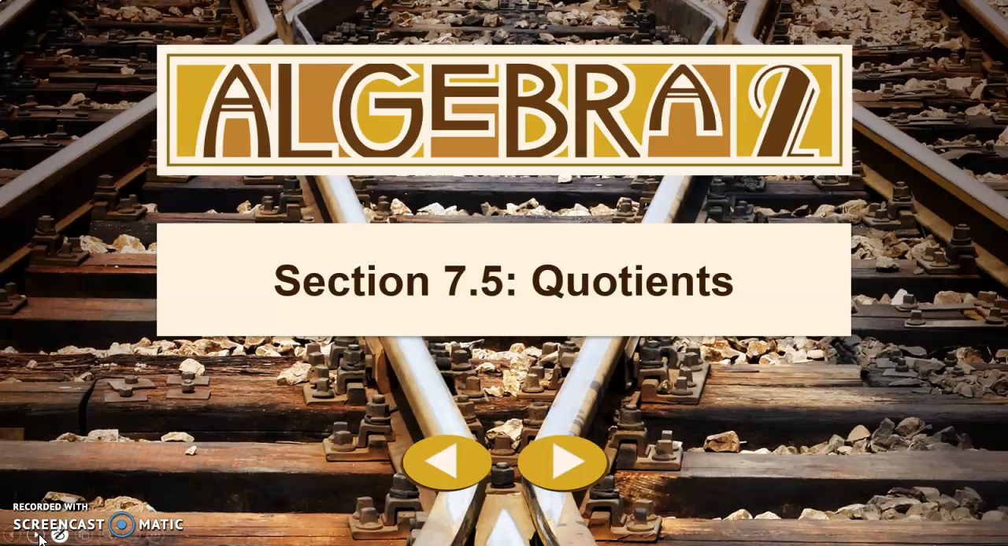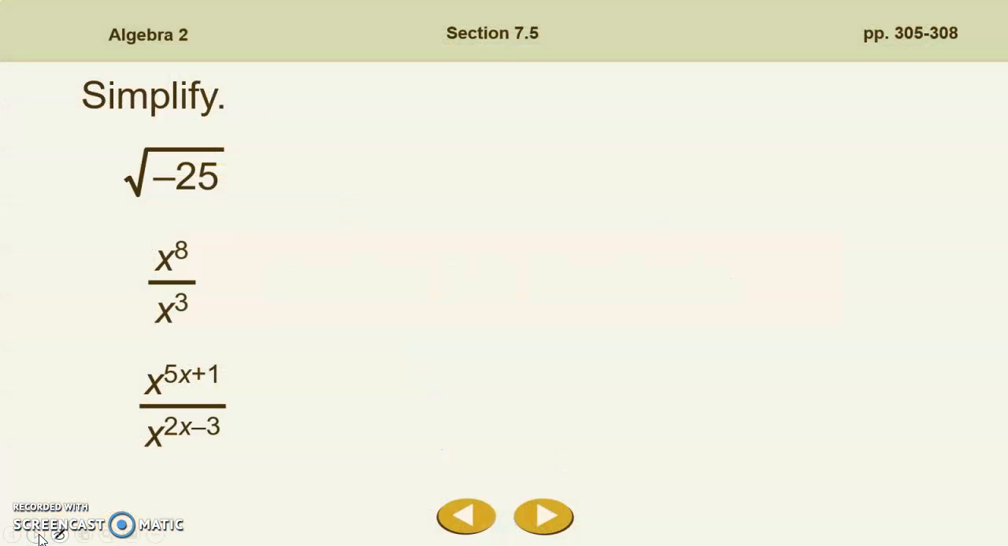We've been learning all about radicals: simplifying radicals, adding and subtracting radicals, and multiplying radicals. So now, hopefully, you know that the word quotient means that we are going to do some division with radicals. Let's start off with a quick review on simplifying radicals.